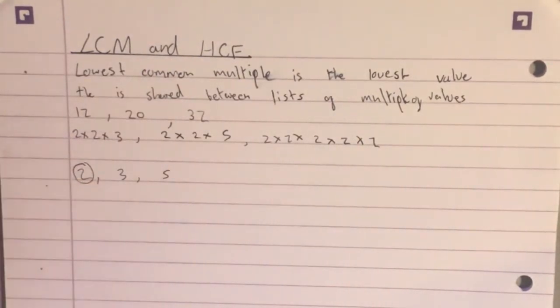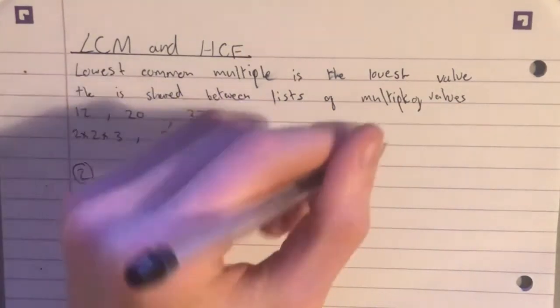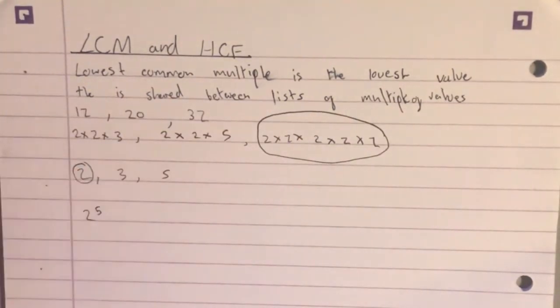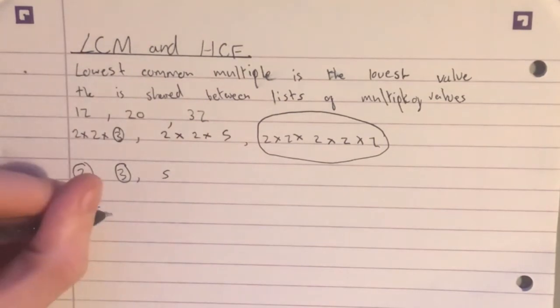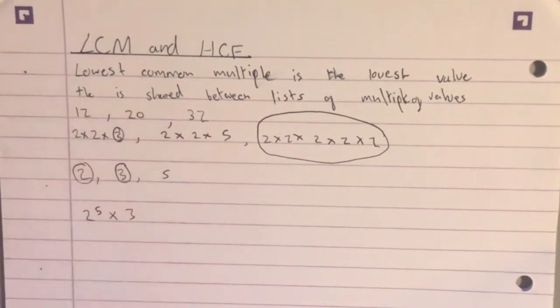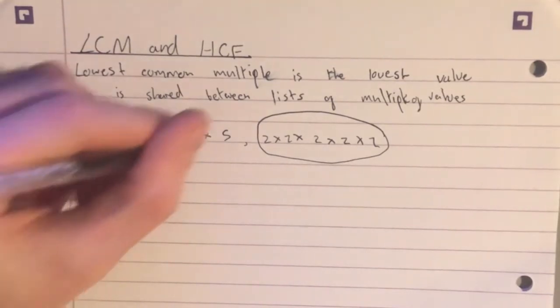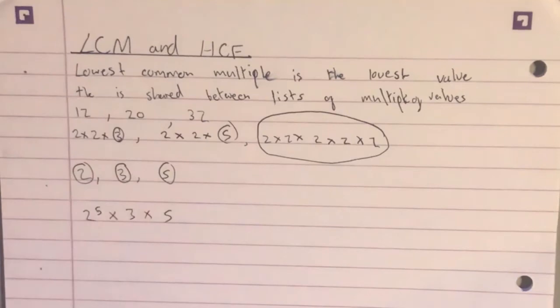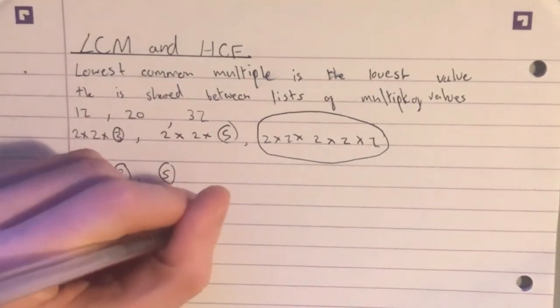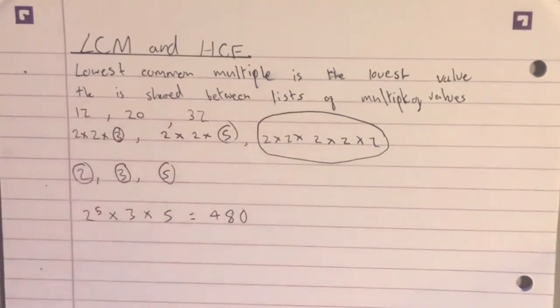So we look for where 2 is used the most. So in 32 it is used 5 times, so that is 2 to the power of 5 first. Now we see where 3 was used most, which is in 12. Therefore we times it by 3, since it was only used once in 12. Then 5, which is mostly used in 20, therefore we times it by 5, since it is only used once. Then we evaluate the operation to give us the lowest common multiple of 480.